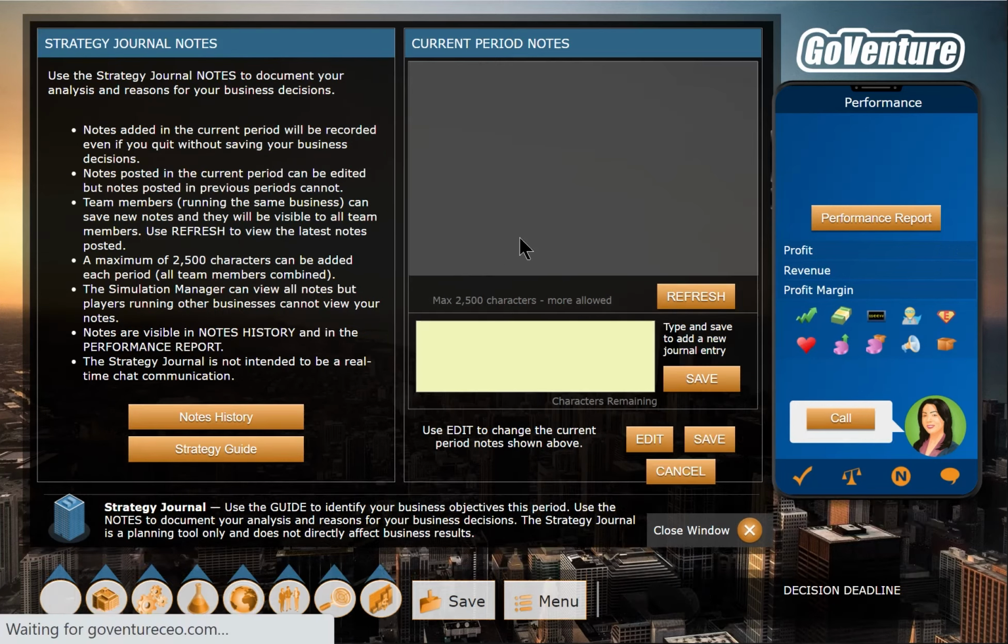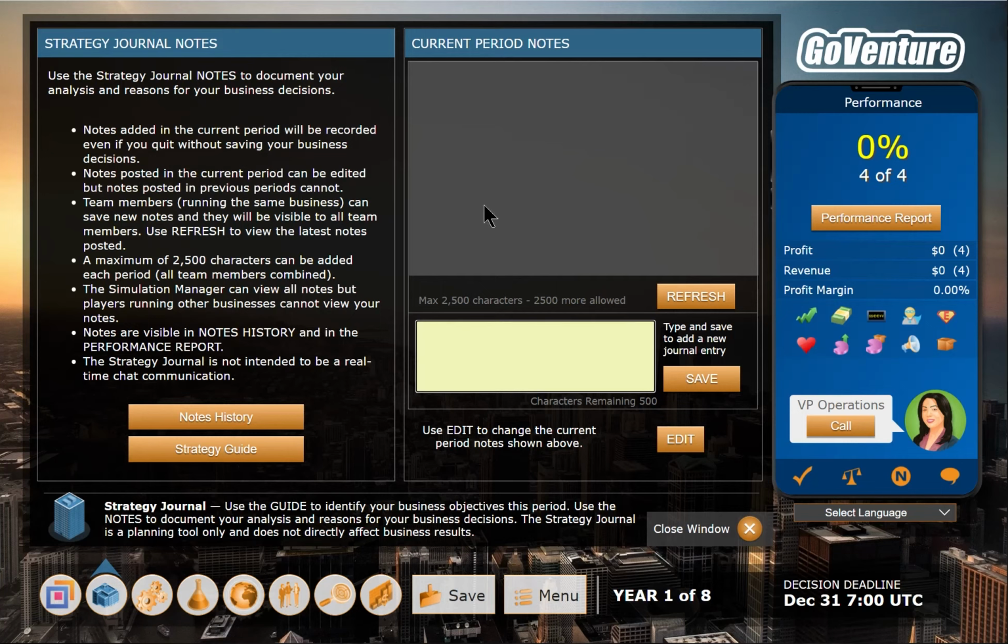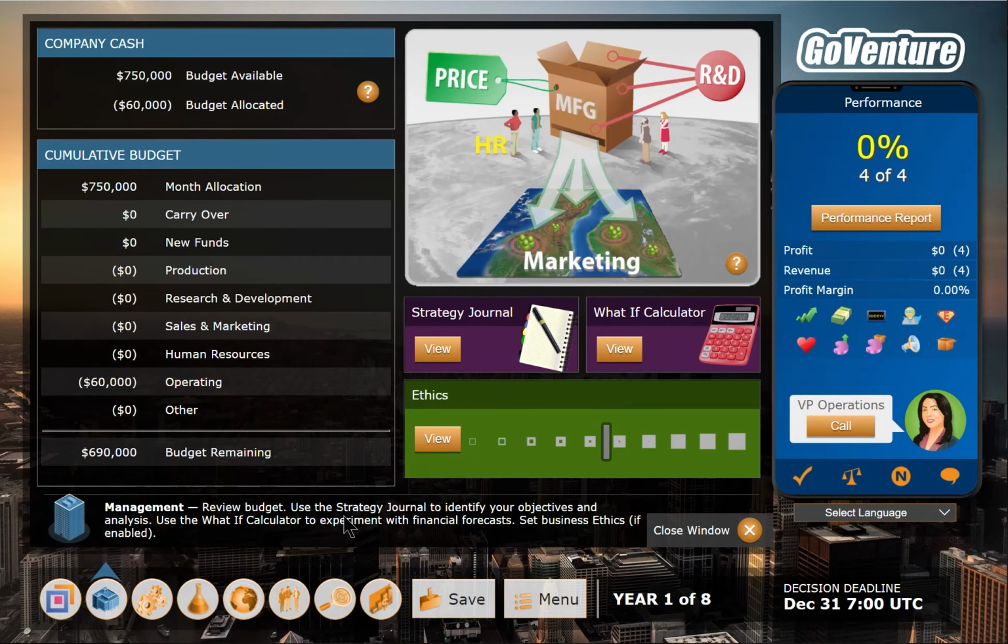There's also a free-form notes area or a journal function where you can type notes and post them here. If you're on a team, each time a team member posts a note, it will timestamp it and stamp it with the name of the team member who posted. So it allows you an asynchronous or non-real-time way of collaborating with your teammates. If you want a real-time way to collaborate, you may want to use an external chat or other tool. So that's our strategy journal.